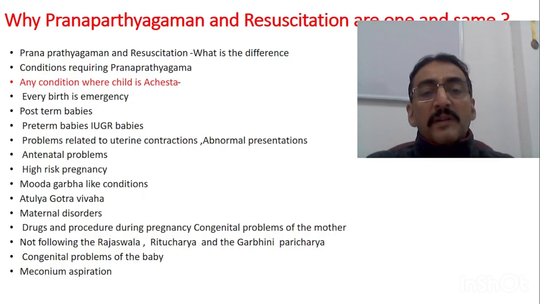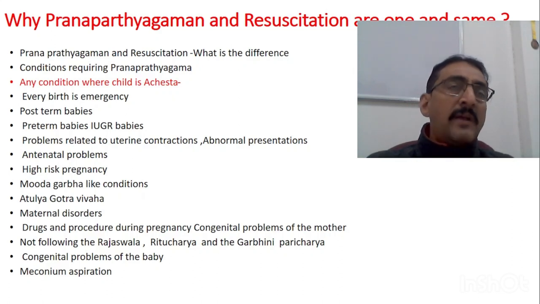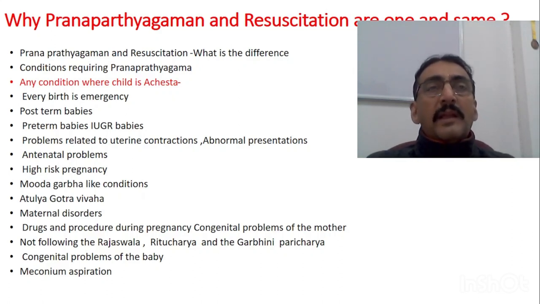And drugs and procedures during pregnancy, then congenital problems of the mother like CPD, then not following the Rajaswala Charya, Rutumati Garbhini Paricharya, etc. That may lead to so many antenatal problems or garbhopaghatakara bhavas, and that may also be an indication for resuscitation. Then congenital problems of the baby, like esophageal atresia and many other things, and very importantly, what is commonly seen in clinical practice, meconium aspiration because of fetal distress. These are some of the common indications of resuscitation immediately after birth.